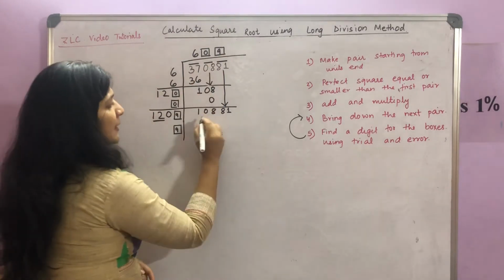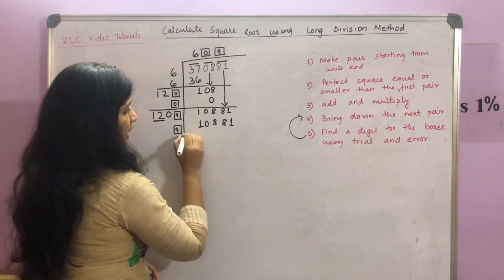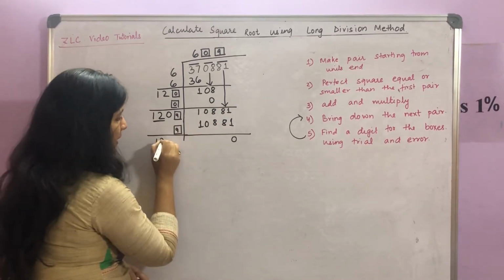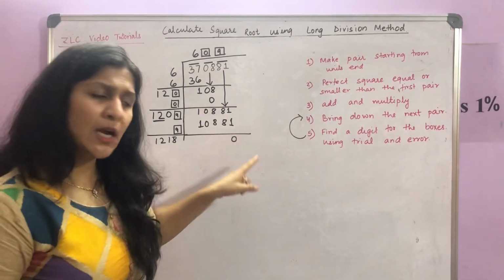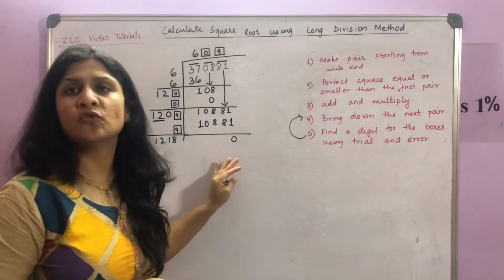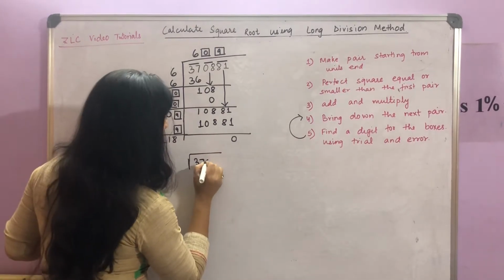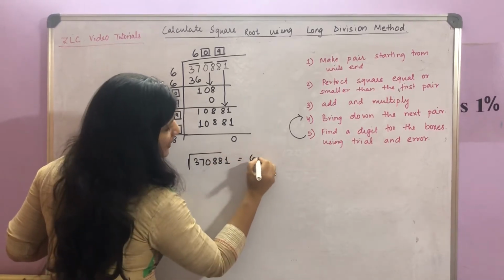And I'm going to multiply. So I got 10881. Again, I'm going to subtract, which is a 0, and I'm going to add here, which is 1218. Since I do not have any more pairs to bring down and my remainder is 0, I can stop here. So the square root of 370881 is 609.